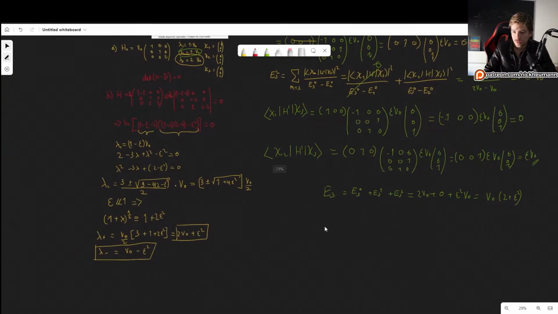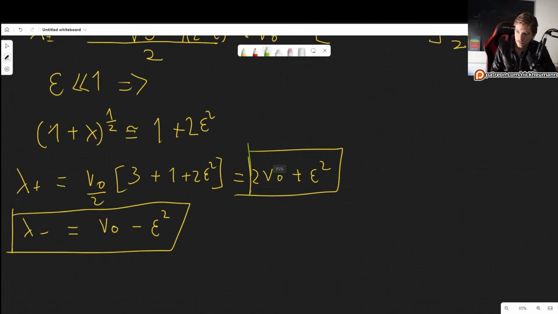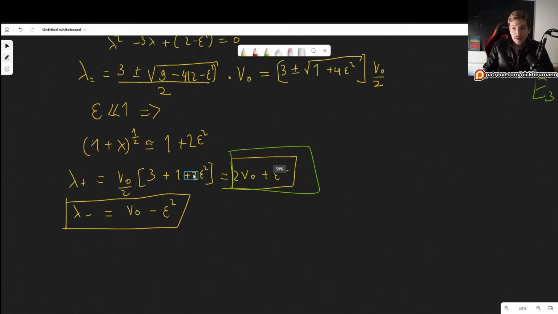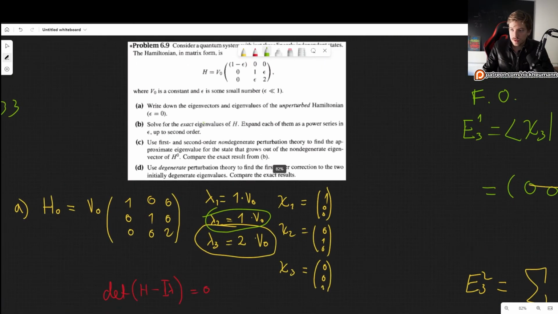Now, what did we find previously? We found precisely that same energy. So that is very, very nice. So that is the result for part C.